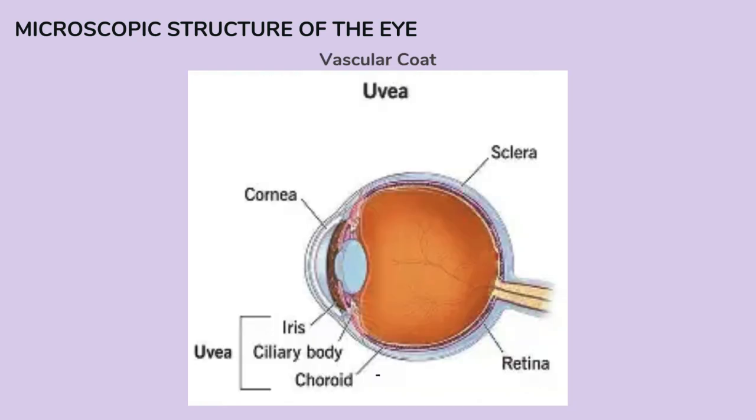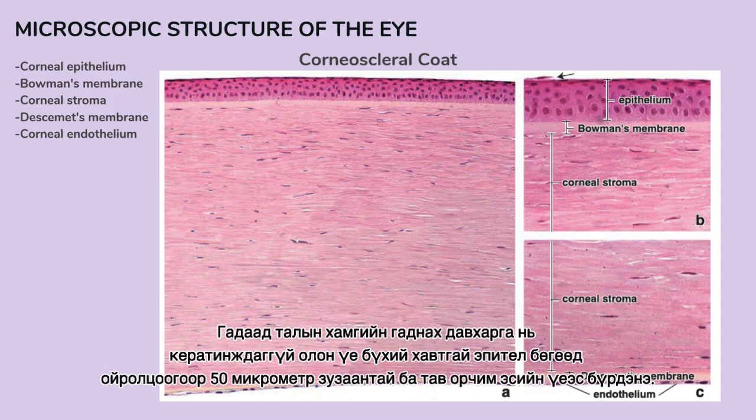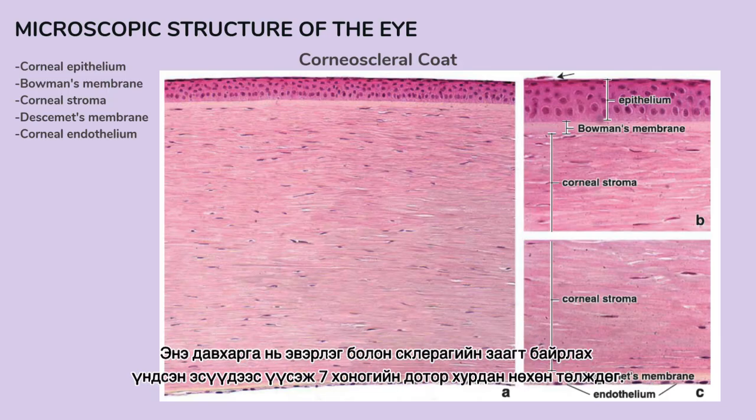For the corneal epithelium, the outermost layer is non-keratinized stratified squamous epithelium, and it's about 50 micrometers thick with approximately 5 cell layers, and it regenerates very rapidly. It's usually within 7 days from corneal limbal stem cells, which are located at the corneoscleral limbus.